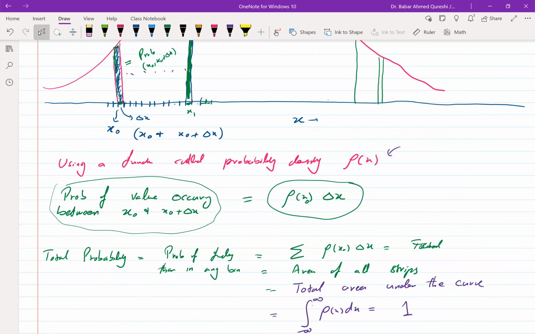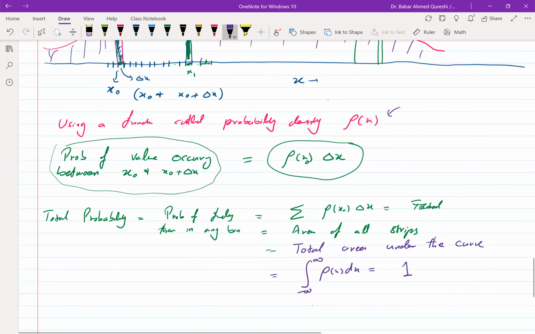So when you wrote, what happened to the total probability? When you add the probability of each bin, it is the strip. And if you want to find the total probability of finding in any bin, then you have to add the area of all the strips. So that's what I said, area of all the strips. When you add it, you get the total area under the curve, right? It would be all this area, all the strips. And that must be equal to 1 if it's a probability.